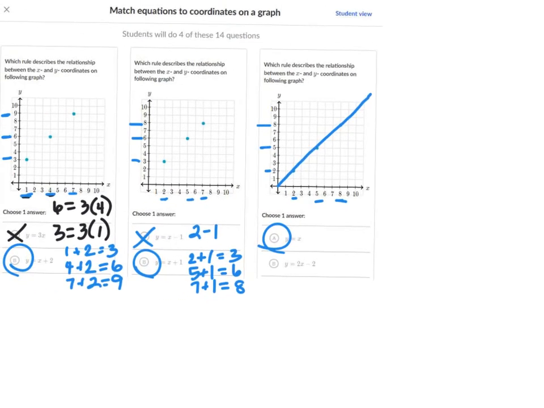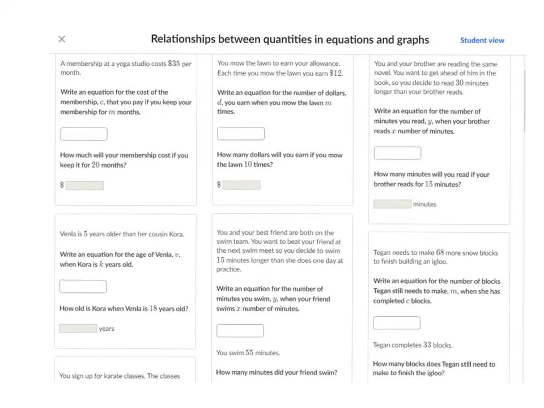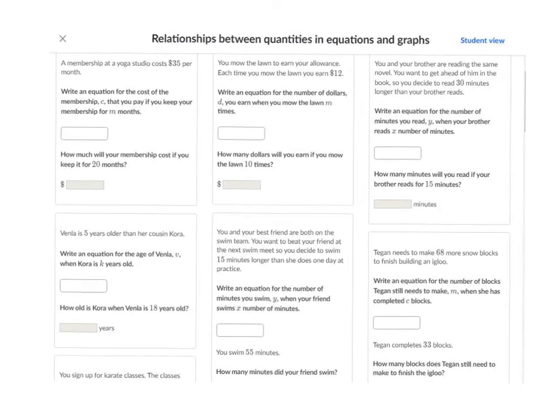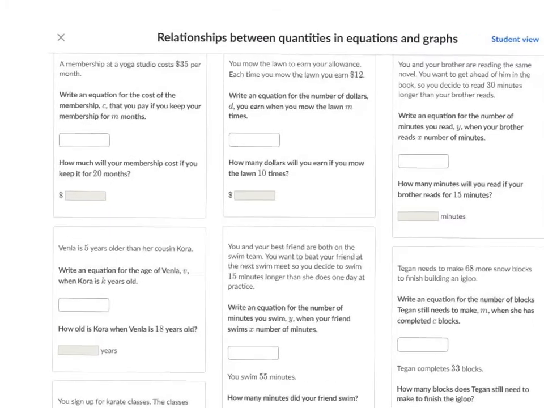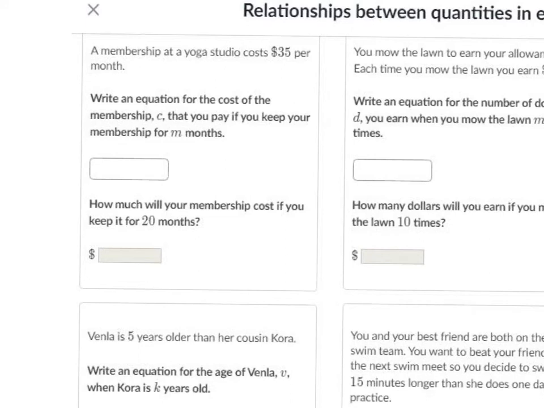Not too bad. So second skill is relationships between quantities in equations and graphs. Okay? And so first thing you're going to do is write the equation, and then it's going to ask you something about that, okay? So anytime you see the phrase per month, per person, per day, per whatever, that is really key in algebra. And what it's telling you is that's going to be what you're multiplying by. So this means to multiply, okay?